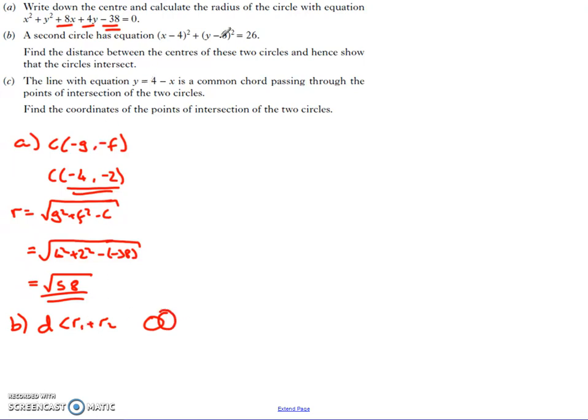So I need the centre and the radius of this second circle. Well, I can read off the centre. The centre is simply given by (4, 6). And I can read off the radius because I know that this one here is r squared.